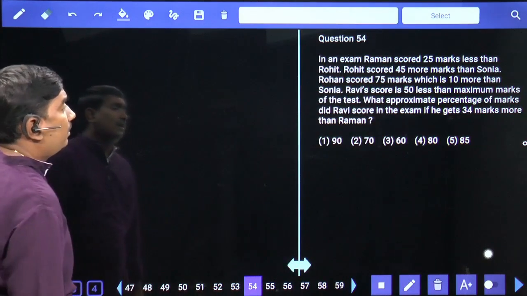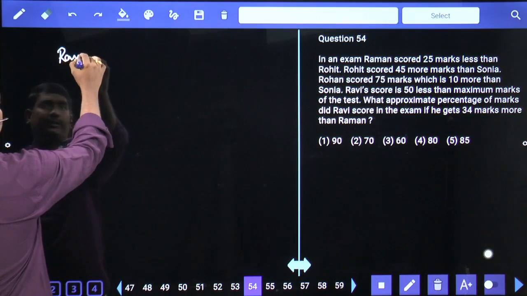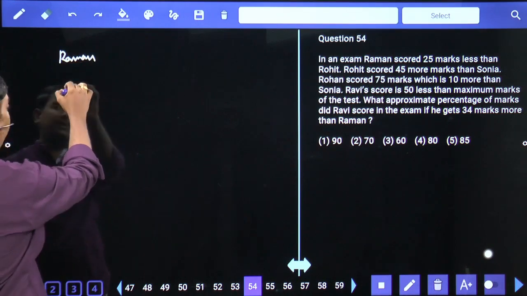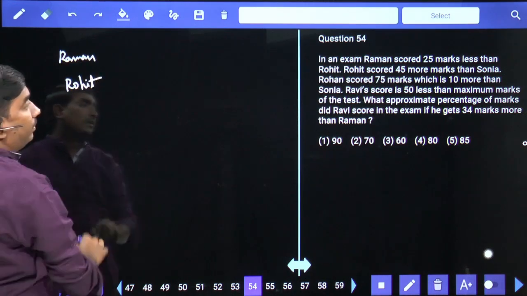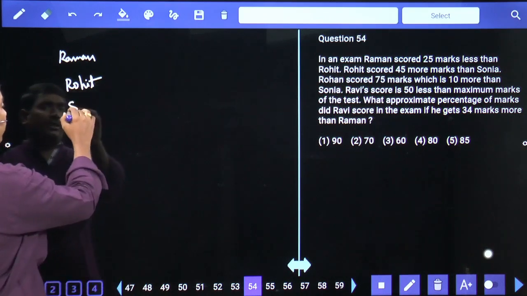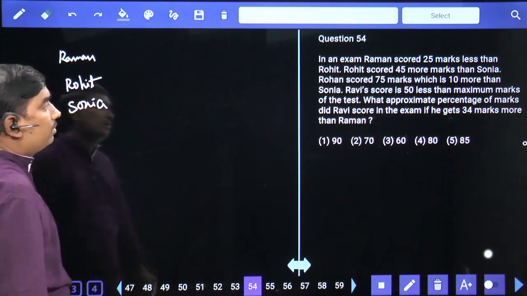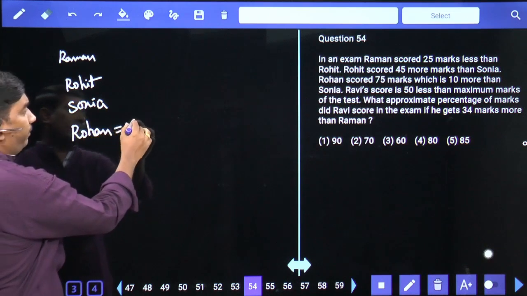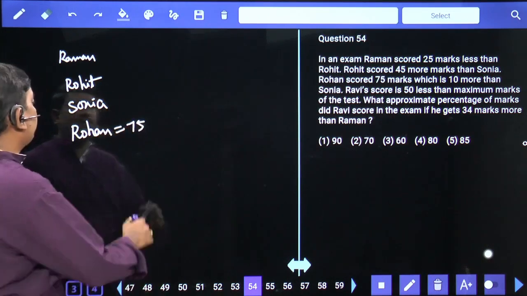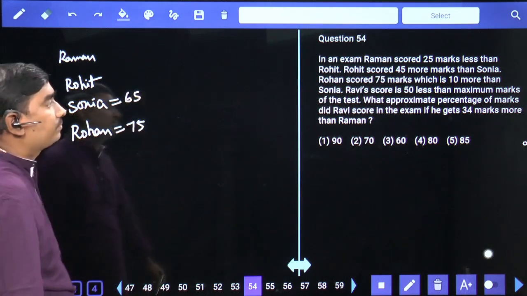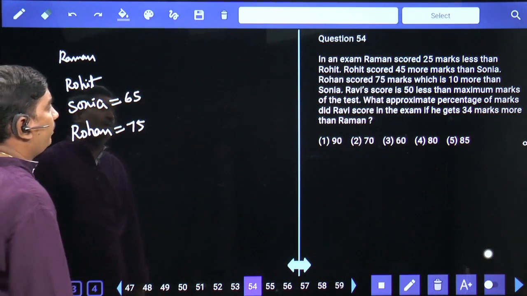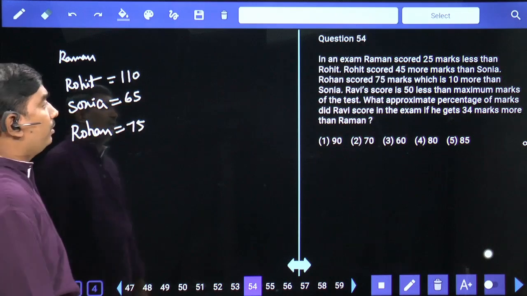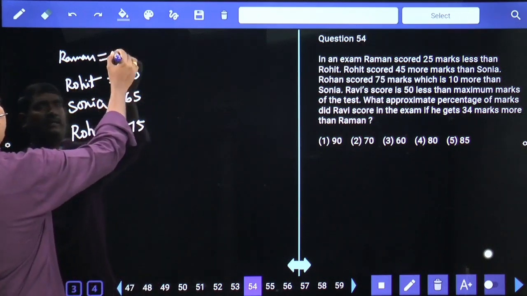In an exam, Raman scored 25 marks lesser than Rohit. Rohit scored 45 more marks than Sonia. Rohan scored 75 marks, which is 10 more than Sonia. It means Sonia 65. Rohit scored 45 more marks than Sonia, so 110. Raman 25 marks lesser than Rohit means 85.